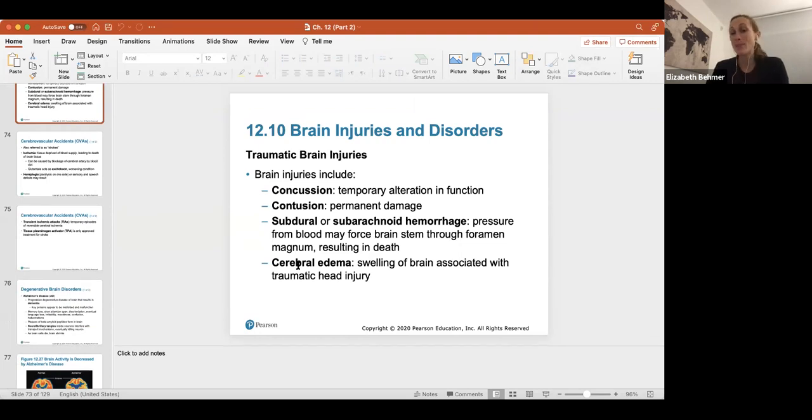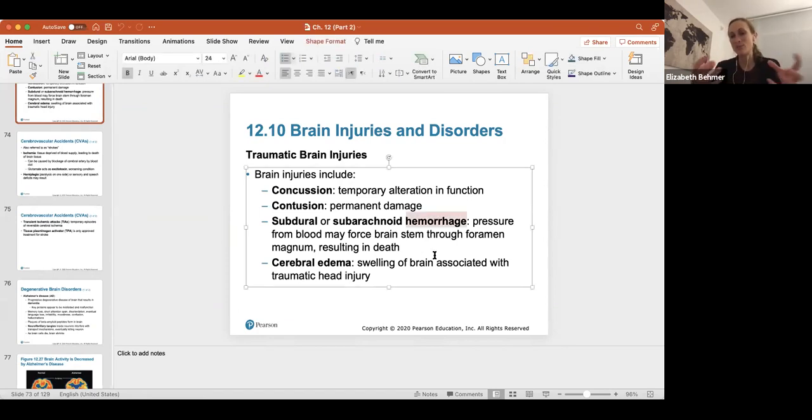A concussion is a temporary alteration in function. A contusion is permanent damage. With a subdural or subarachnoid hemorrhage or hematoma, pressure from blood can force the brainstem through the foramen magnum, and this could result in death. The hematoma is when blood pools in the brain, but a hemorrhage would actually be forcing the brainstem through the foramen magnum due to lots of pressure from blood. And a cerebral edema, whenever you see the word edema, that means swelling. So this is swelling of the brain associated with a traumatic head injury.